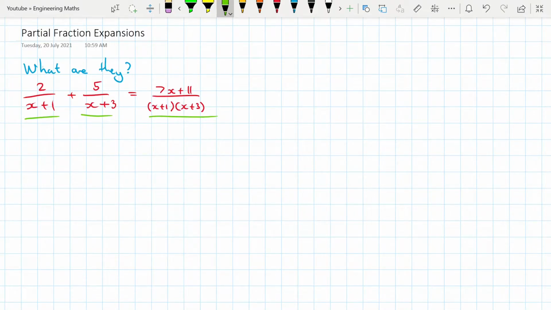Now the easiest way is probably just to cross multiply both sides by x plus 1 multiplied by x plus 3. So let's go ahead and do that.